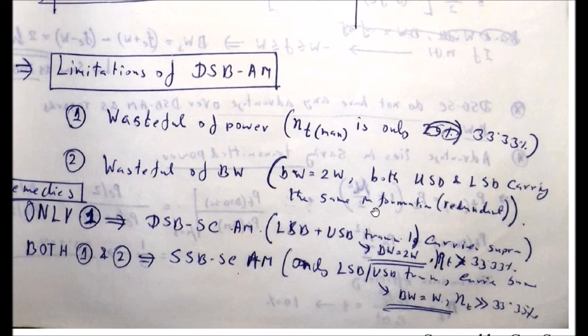So these are all about the simple amplitude modulation or DSB AM. From my next lecture I will discuss the next two types of amplitude modulation, that means DSB-SC as well as SSB-SC.